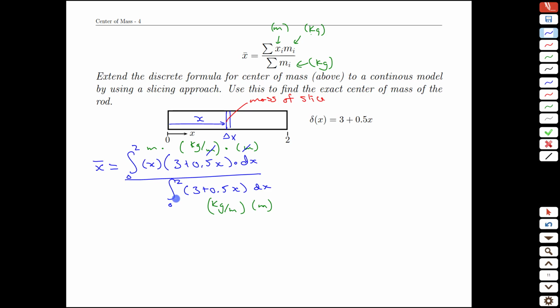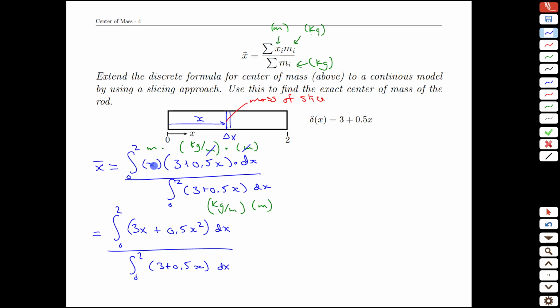Now notice here we actually have two separate ones. You can do them literally separately. Here they're simple enough that we'll keep them together. In the first scenario, we should expand out the product, the x, into these interior terms just to make it easier to integrate. So the integral from 0 to 2 of 3x plus 0.5x squared, all over the integral of 3 plus 0.5x.